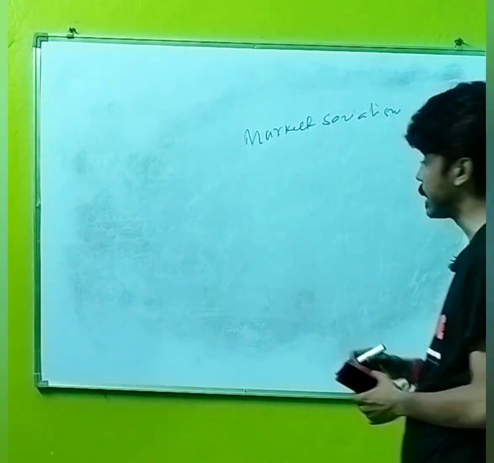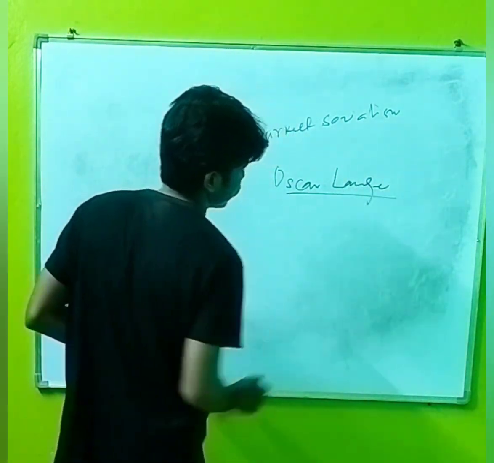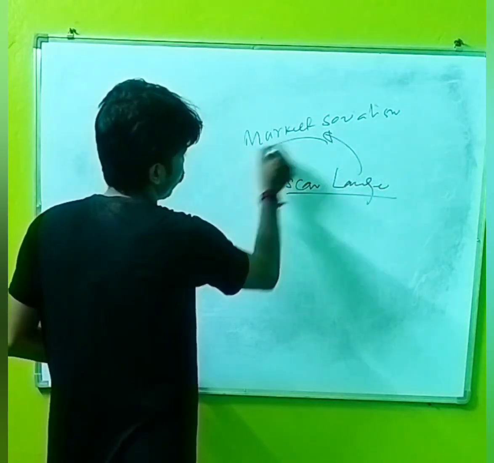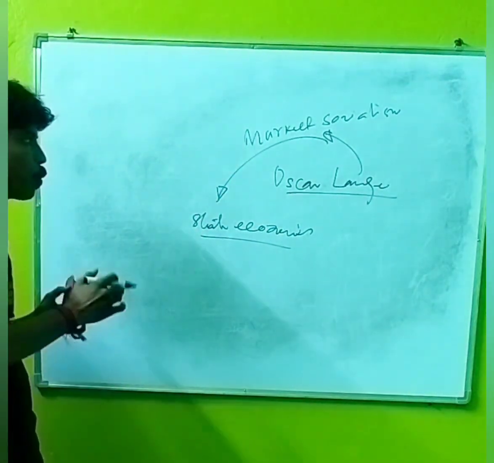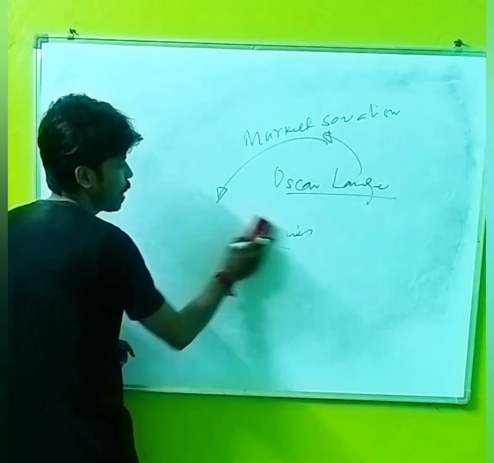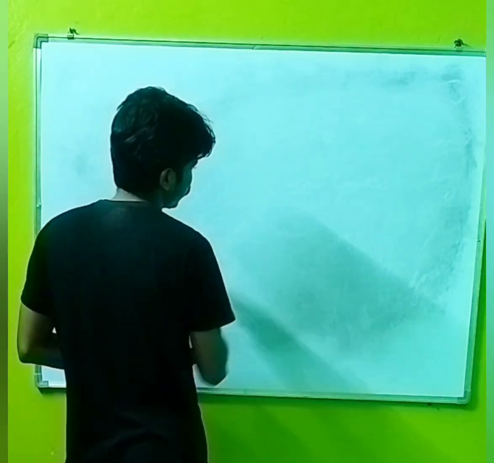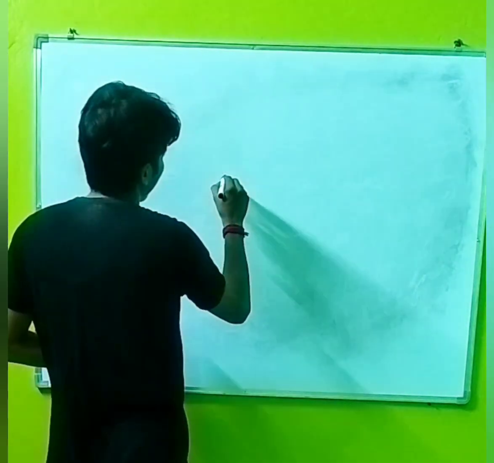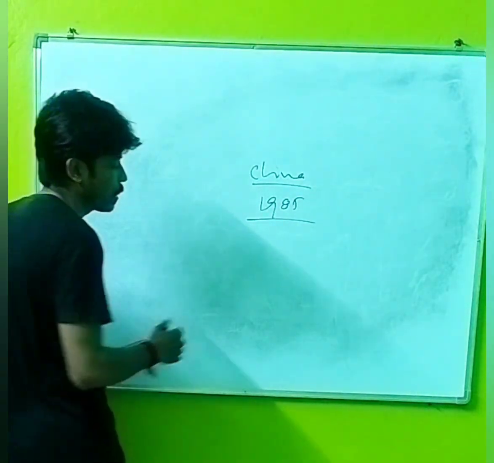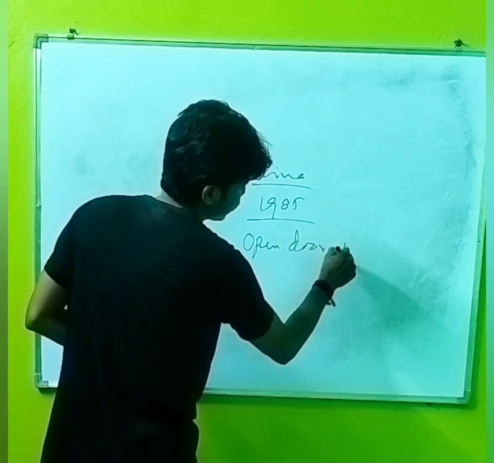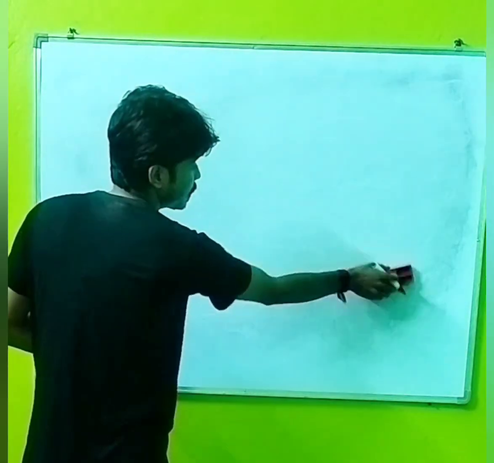So this idea was given by Oscar Lange. He put forward the idea of market socialism for state economies: that state economies must open their economic sphere up to a certain extent to make them more beneficial. Ultimately, Oscar Lange's idea was accepted by China in 1985 when they for the first time announced the open door policy. So China, a state economy, for the first time opened its economy.